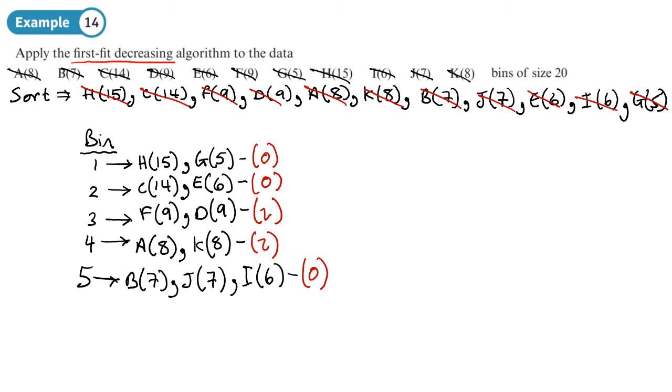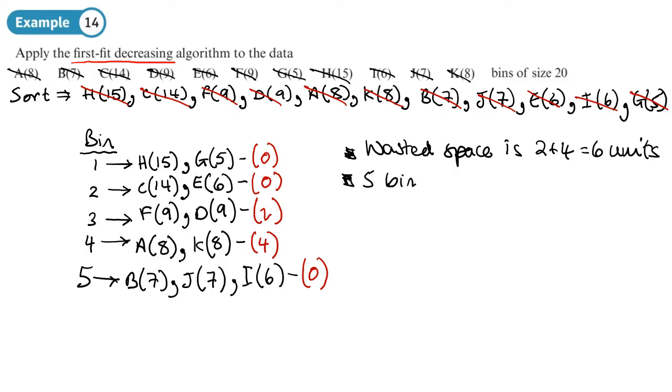Now I just need to correct a mistake here. That's not 2 units of wasted space because that's 16, so that's 4 units of wasted space. So I'll write down wasted space is 2 plus 4, 6 units, and 5 bins are used. So 1 less bin and less wasted space.